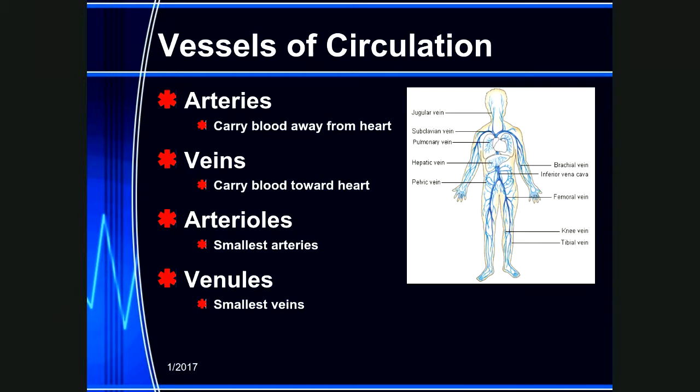We have the arteries. As they get further away, they turn into arterioles, and the venules, as the veins get further away, they get smaller, and they're known as venules. Remember that blood travels back to the heart through the veins.